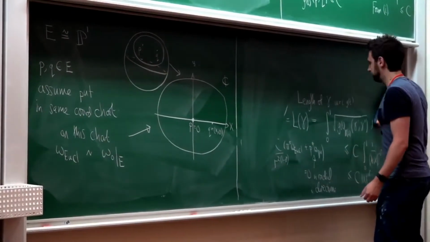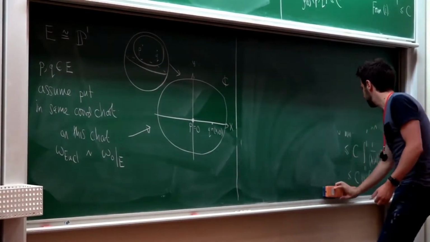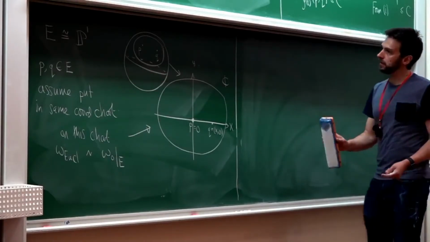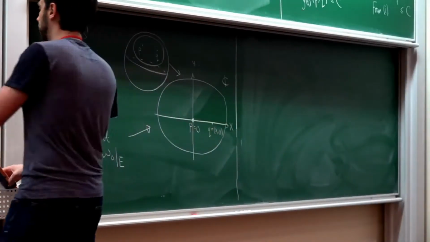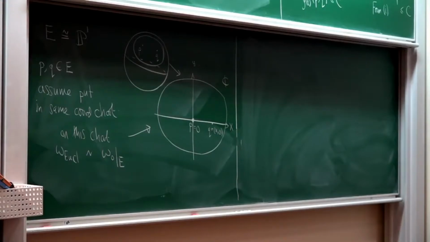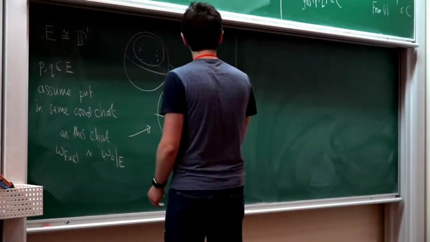Okay, there's a trick. What we're going to do is use this integral bound. So I'm going to use the integral bound to get a distance bound. And in the process, we're going to lose a little bit. But the idea is very simple.